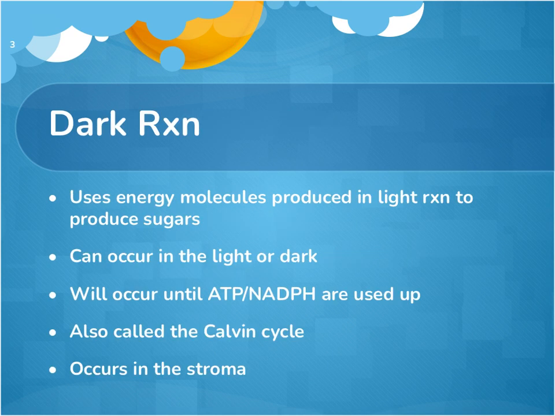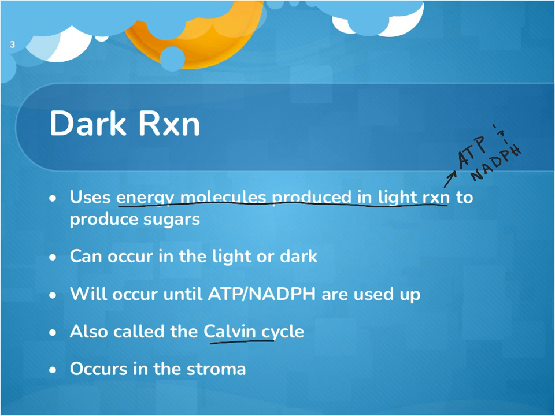In the dark reaction, we're going to use energy molecules that were produced in the light reaction. Remember, those molecules were called ATP and NADPH, and we're going to use those to produce sugars. The dark reaction can occur in the light or dark because it doesn't need photons directly to drive activity. It's going to occur until the ATP and NADPH are used up. So the energy source for this reaction needs sunlight, but this reaction does not need sunlight.